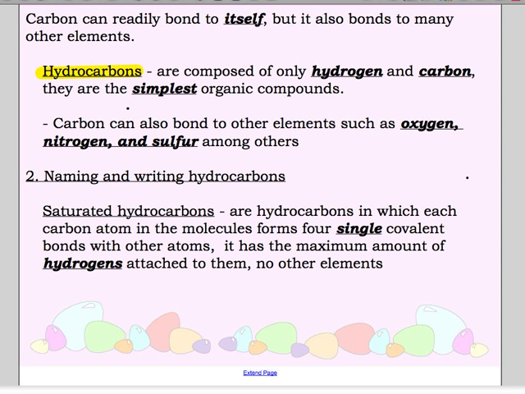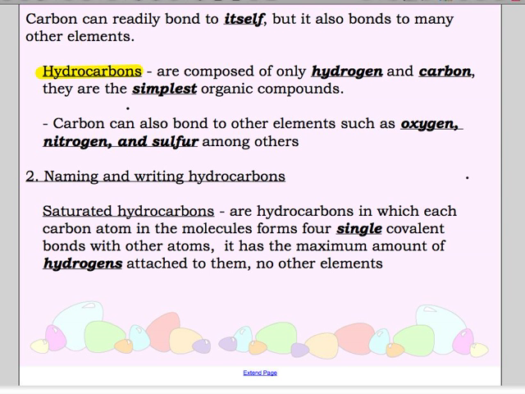Carbon can bond to other things. A lot of times it bonds to oxygen. It can bond to nitrogen, sulfur, and some other elements here. So it can happen. It's just not that common. We're going to focus on how you do hydrocarbons, and then we're also going to focus on how you can identify the other types. We're not going to go into any more depth than that for this. What we're going to focus on right now is just how you name and write them.